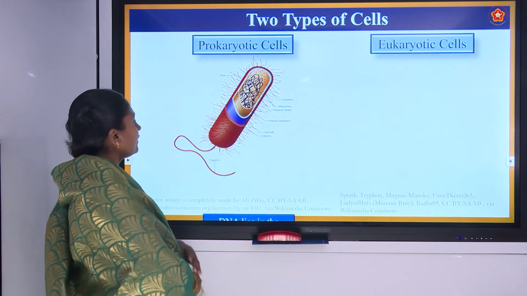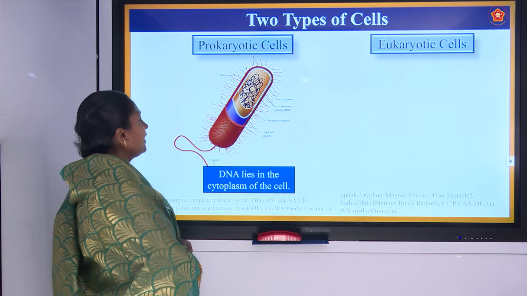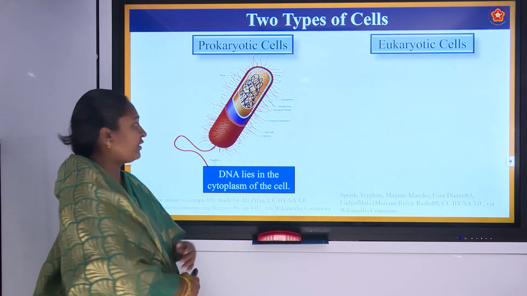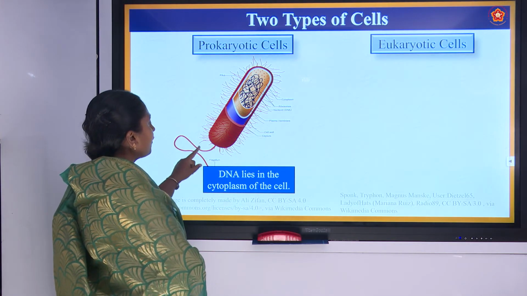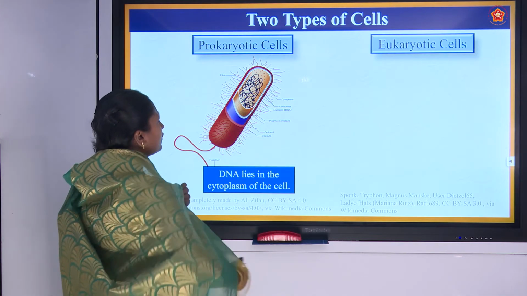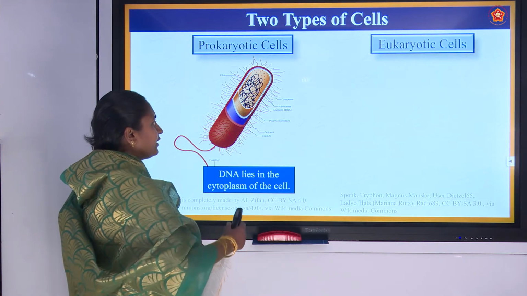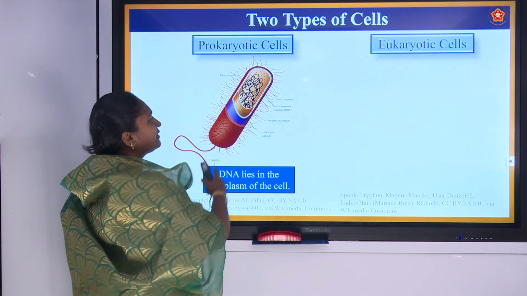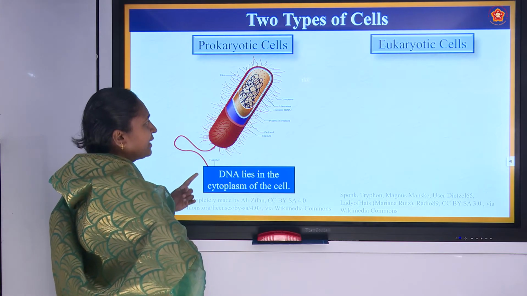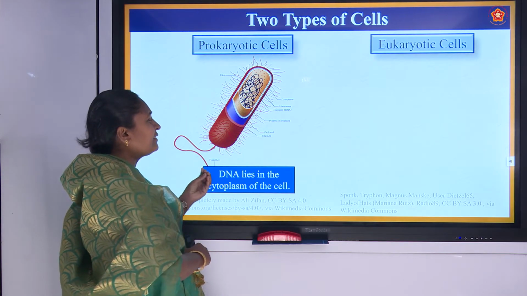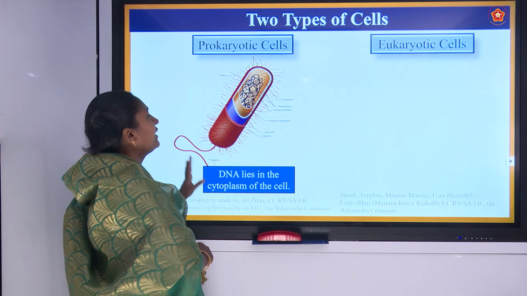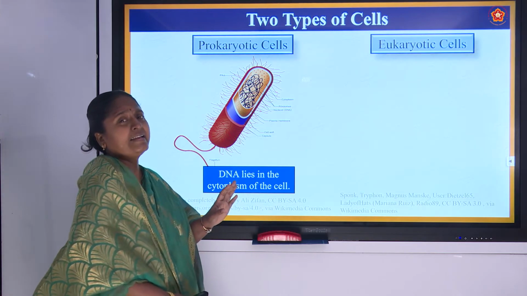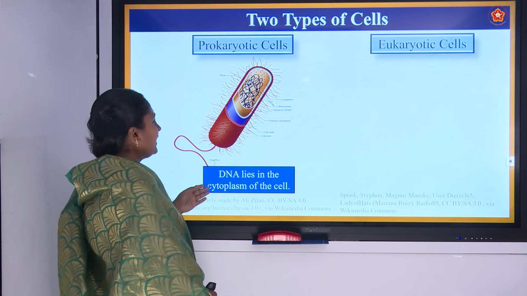So here is what a prokaryotic cell looks like. We may know about bacteria, which cause some kinds of infection. Here you can see a prokaryotic cell where the nucleus is not prominently present. The DNA, that is the genetic material, is just present in the cytoplasm. It does have cytoplasm and other cell organelles, but we can see that it does not have a nucleus. The genetic material DNA is present just loosely in the cytoplasm.